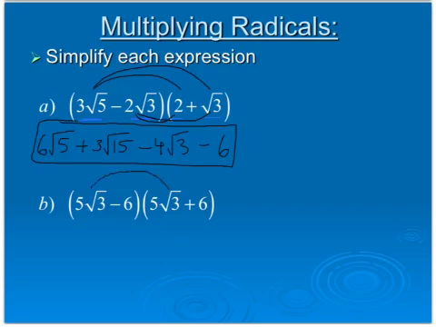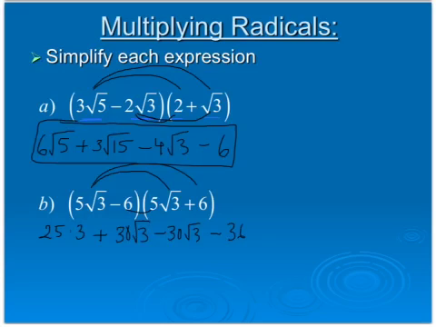So I start with my firsts. 5 times 5 is 25. I'm multiplying that by root 3 times root 3, which is 3. Then when I do my outsides, that's going to give me plus 30 root 3. My insides gives me minus 30 root 3. And then my last gives me a minus 36.